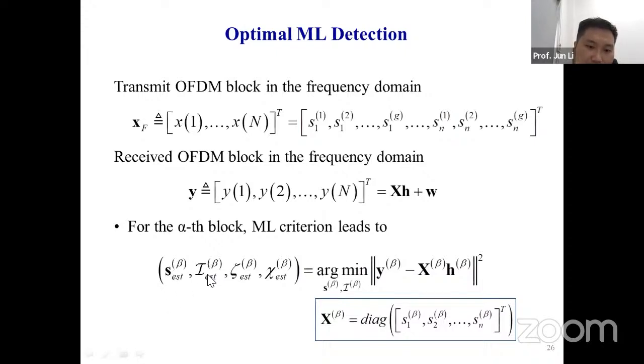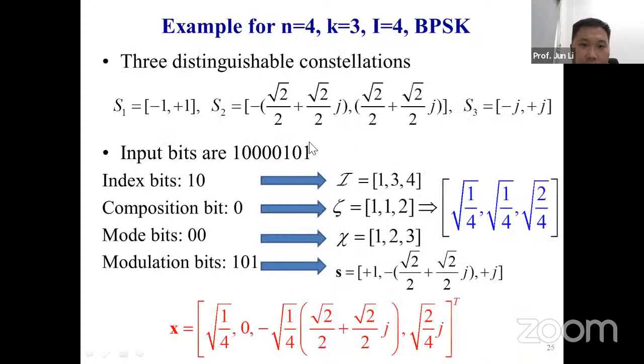What is s? It is the estimated energy allocation pattern, and the permutation, and the index. This is the index activation pattern, this is the energy activation pattern, and this is the constellation permutation pattern. Then all of these patterns will give the final index, the information bits, right?